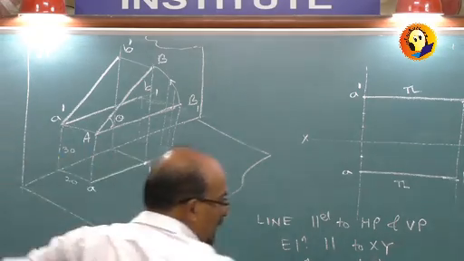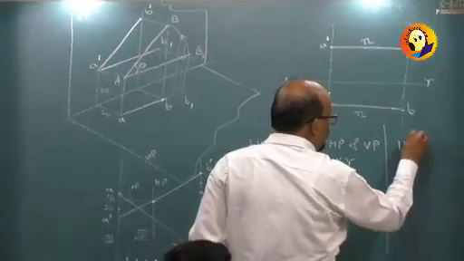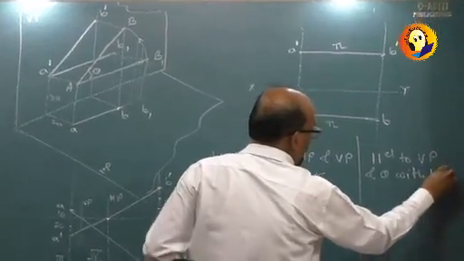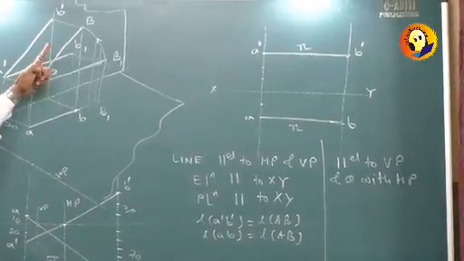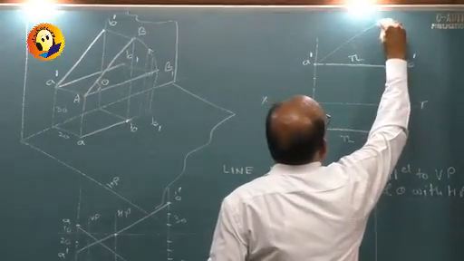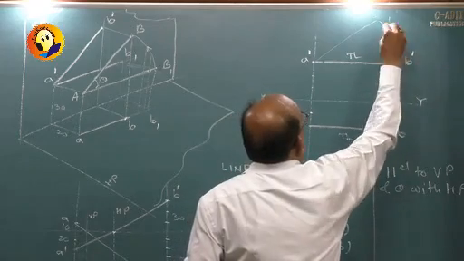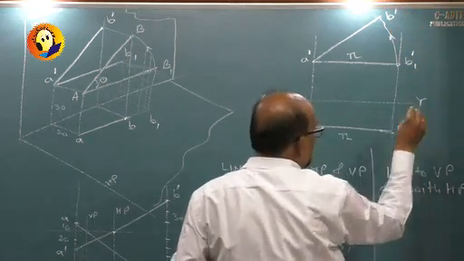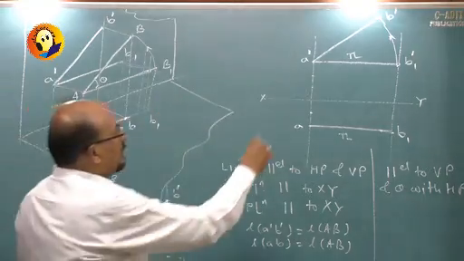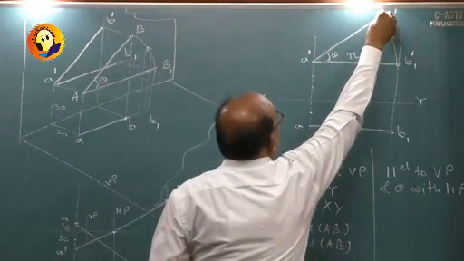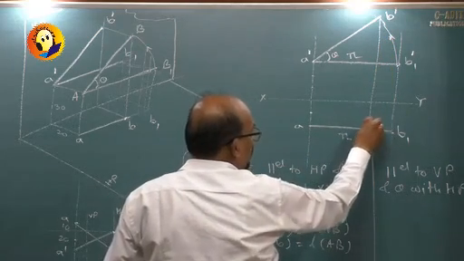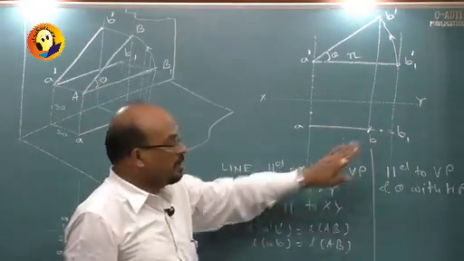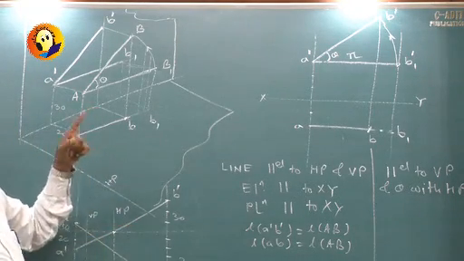So we come across the second line. It is parallel to VP and theta with HP. Now if you observe, this particular angle will be seen here. This is how the elevation will rotate, and this will be point B dash. So this was B1 dash and B1. As that line rotates and shows this angle theta, its plan will move parallel to XY and will stop at this point. This will be the projection of the line, and it will not be the true length, but still in elevation it is seen as true length.